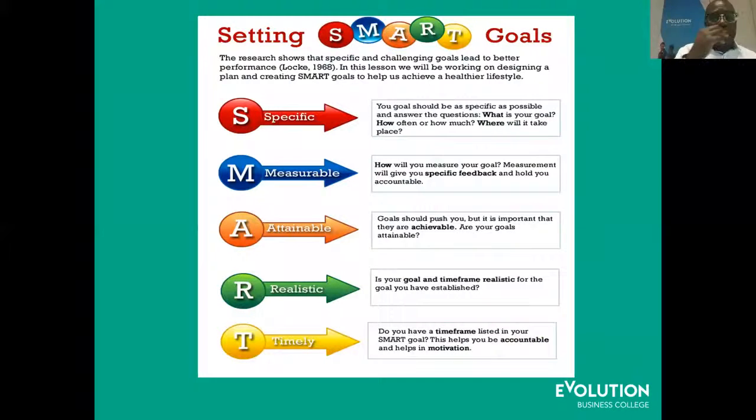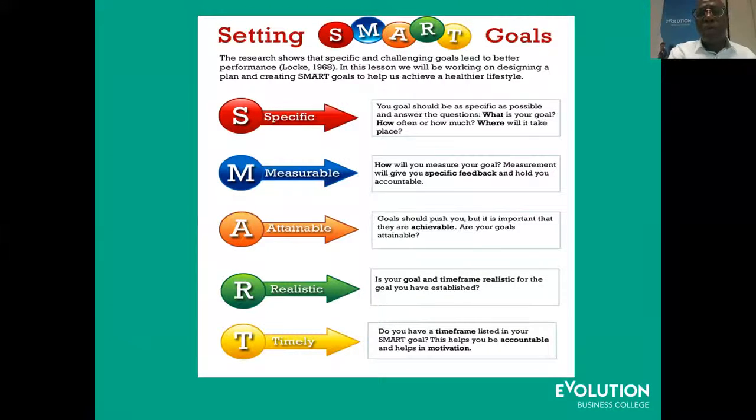And through all this, you need to set some goals. When you talk of goals, the goals have to be SMART, right? Research has shown us that specific and challenging goals lead to better performance. In this lesson, we'll be working through designing a plan, and those goals should be SMART. So they've got to be specific.